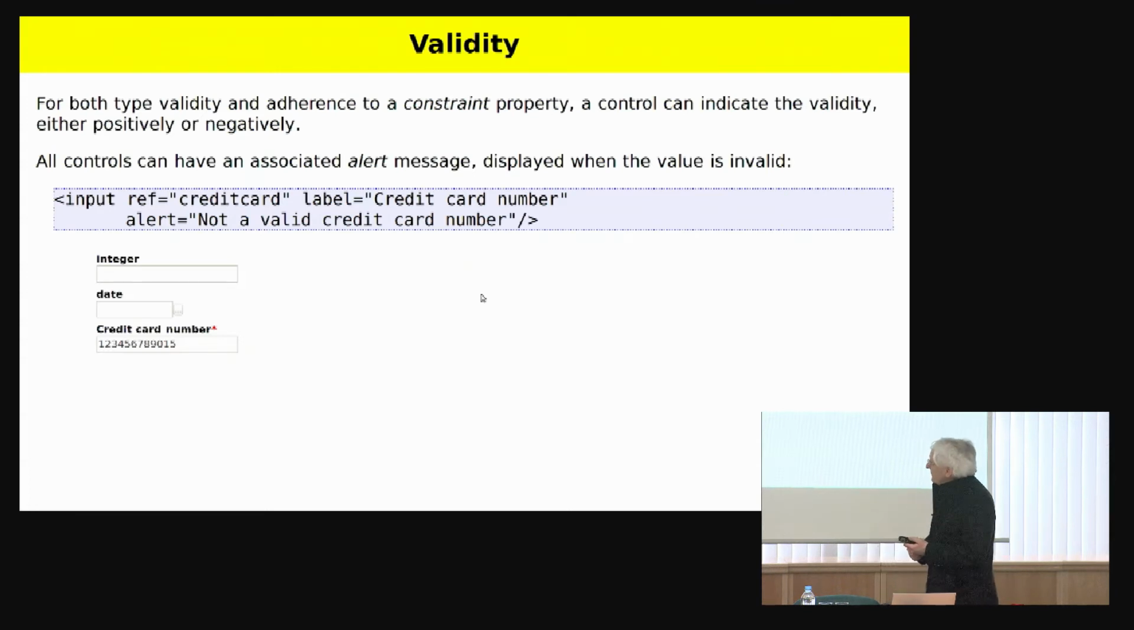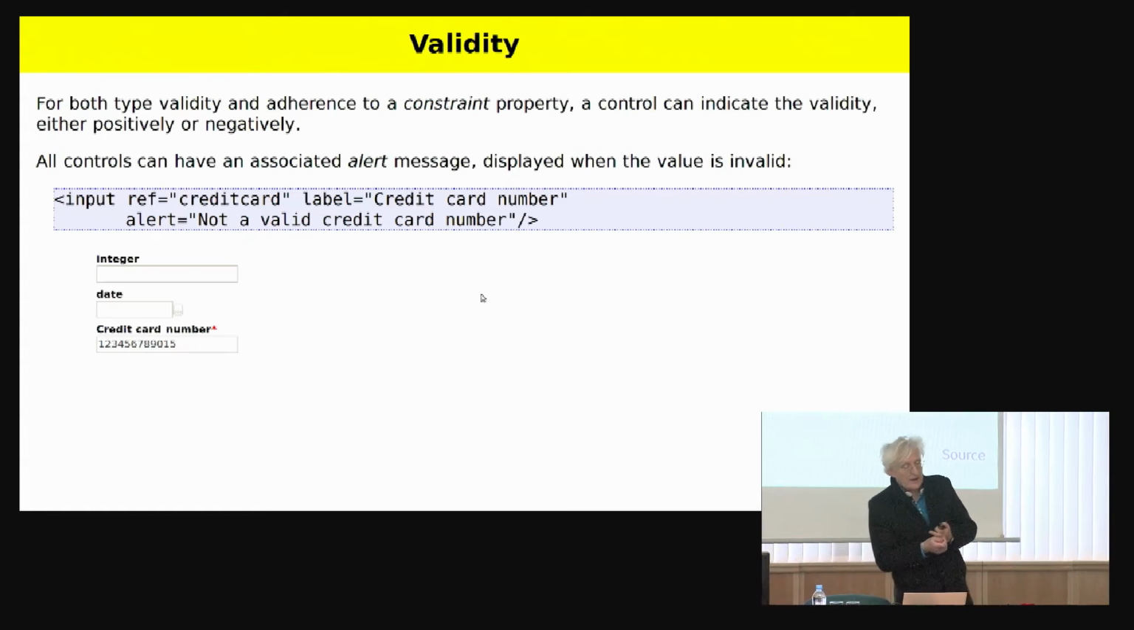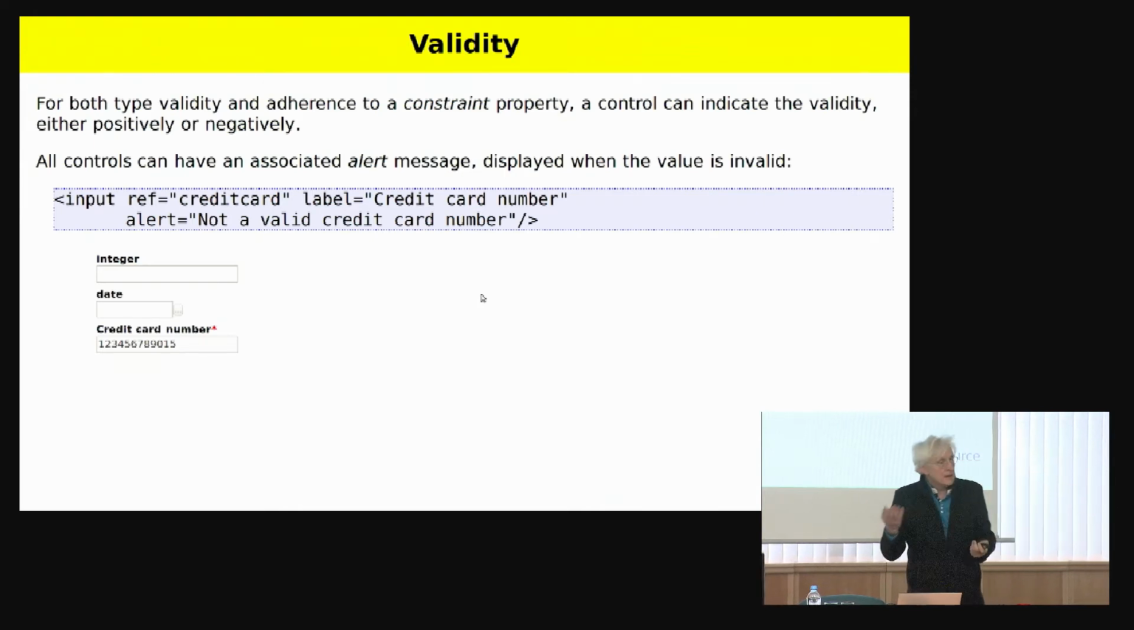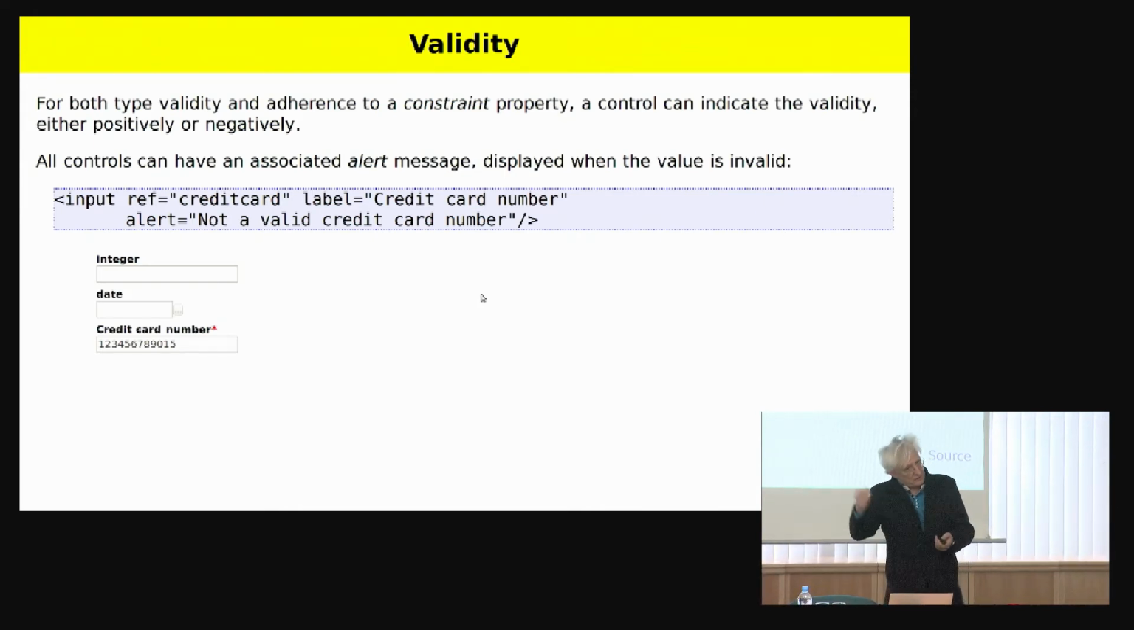So for validity, so that's type validity and connection to a constraint property, the control can and should indicate the validity either positively or negatively. Usually it will happen negatively. That's to say you'll get some sort of error indication if you've done something wrong. But it's also possible that you get a tick to say, yes, this is okay.